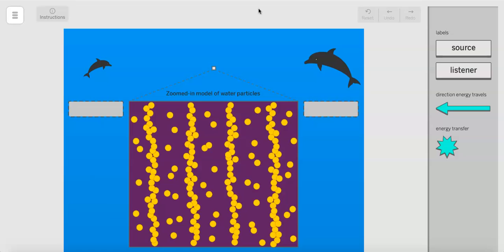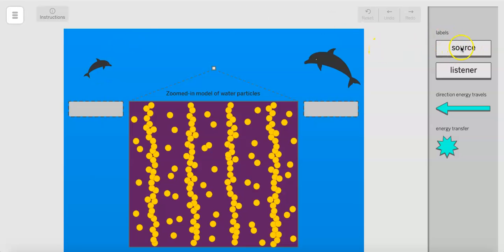So now that I'm in this simulation, this looks very much like the slide that we just watched. I want us to think about what needs to happen. Obviously right here, they're showing me that I have my mother dolphin and the calf. So we need to figure out, using these labels and the icons that are available to us, how energy is going to be transferred so that the sound goes from the mother dolphin to the calf. So I'm going to think about what's available to me.